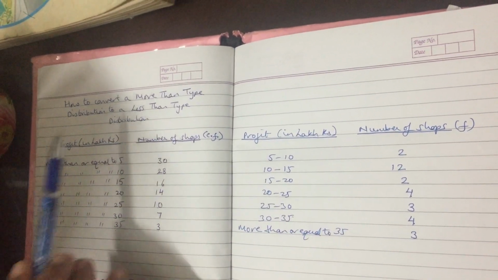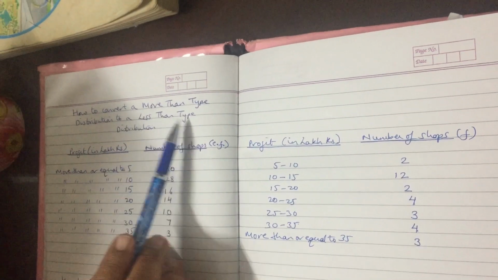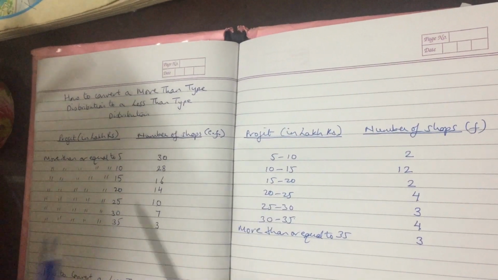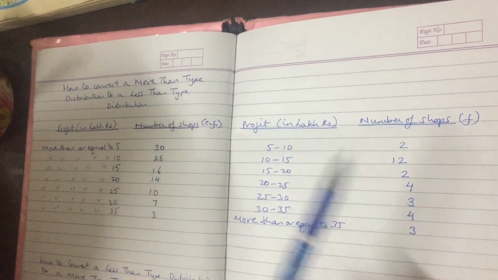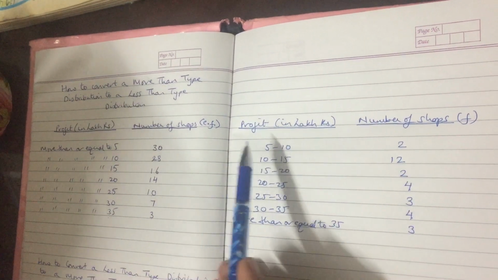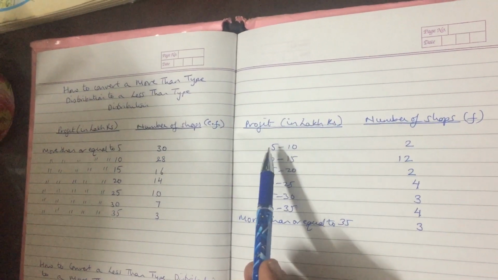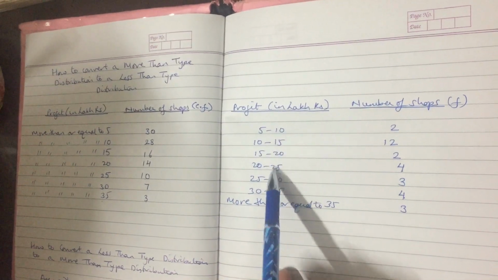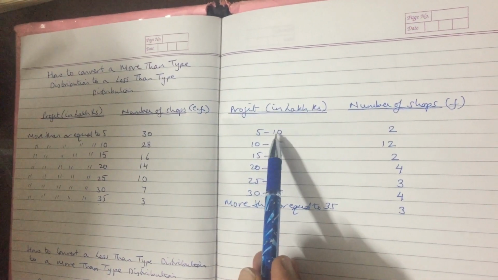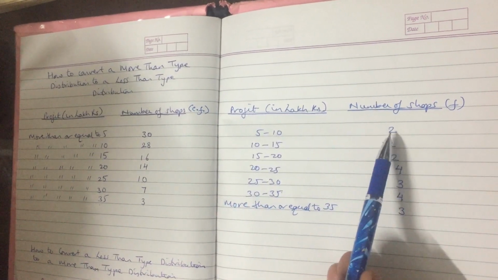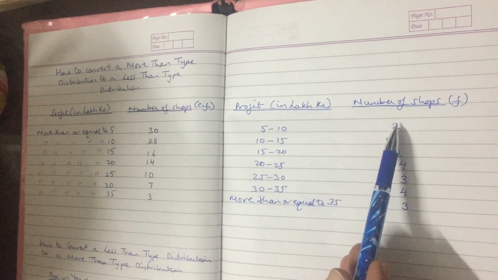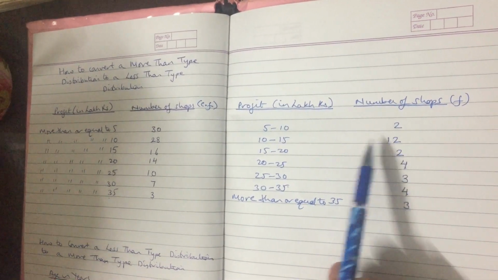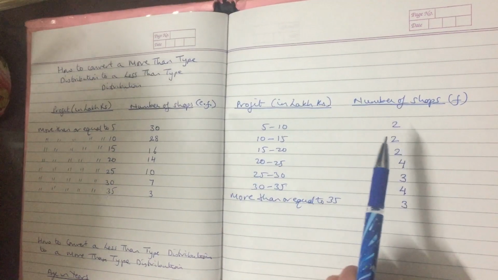Now the question said convert the more than table into a less than table. So you first convert a more than table into a normal table, and from the normal table you convert it into a less than table. Now when you want to convert it into a less than table, we know in a less than table we take the opposite, which is the upper limit. So the upper limits are these. So here the upper limit is 10. So less than 10 it is 2. Less than 15 you would start adding from top to bottom. We've already discussed how to convert a normal table into a less than table.